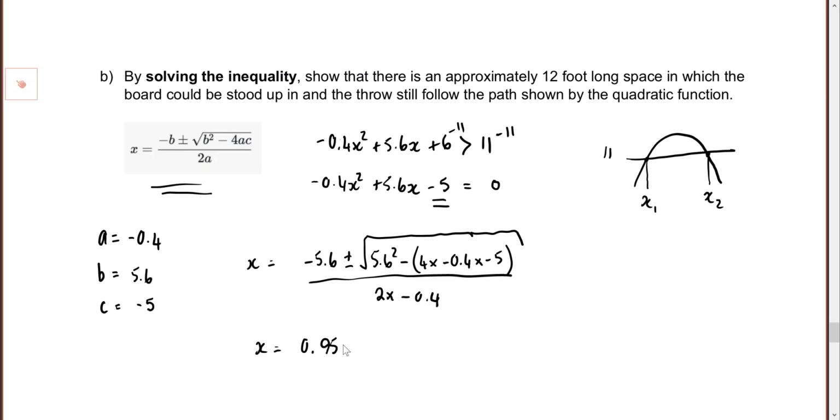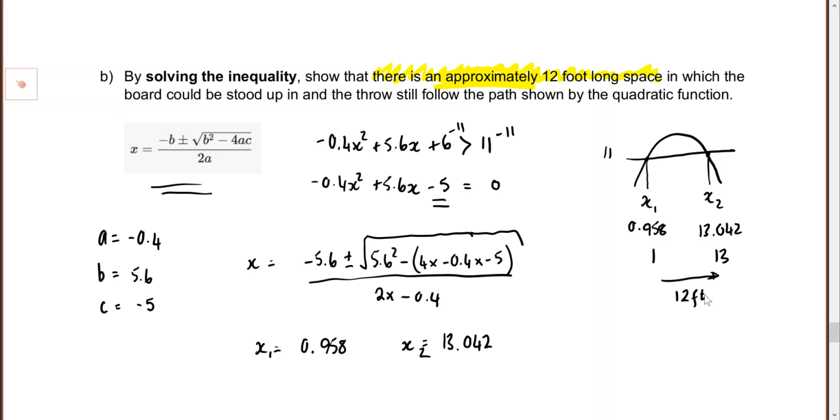x equals 0.958 and x equals 13.042. They're the two solutions, x1 and x2. You'll notice it says in the question there is an approximately 12-foot long space. Approximately. So x1 is 0.958, or 1, and this one is 13.042, or 13. So a 12-foot space where it could go.